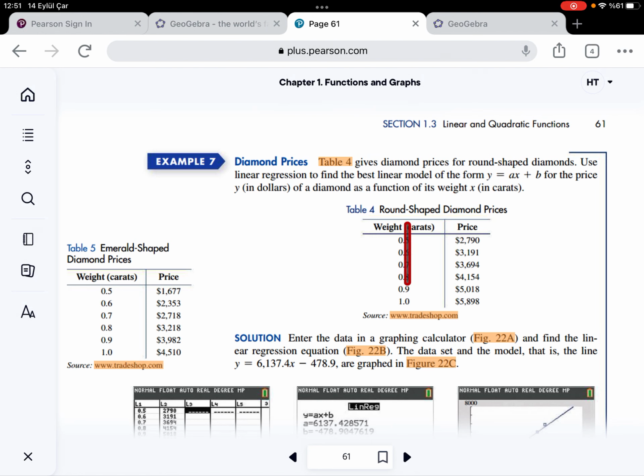So these are the x values, these are the y values. When the carat is 0.5, the price is $2,719. When carat is, for example, 0.8, the price is $4,154, etc. So by using this data, we can find the relation between the price and demand.